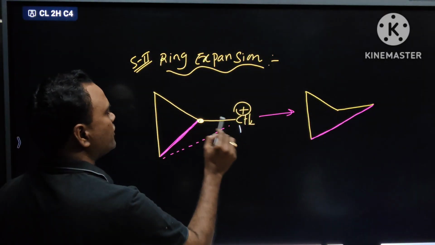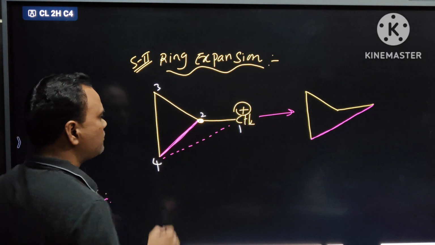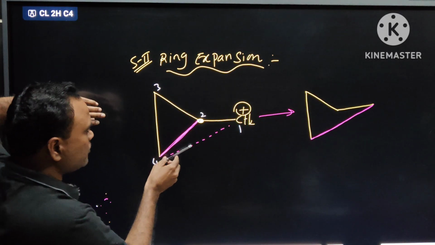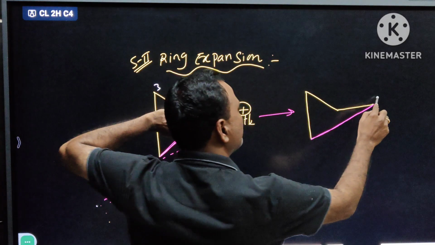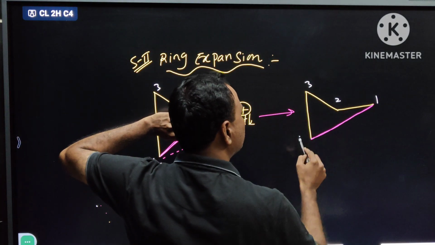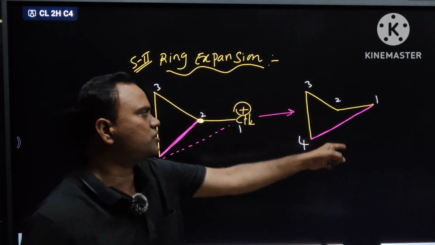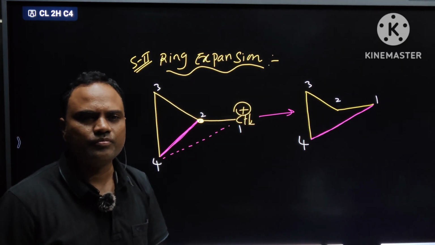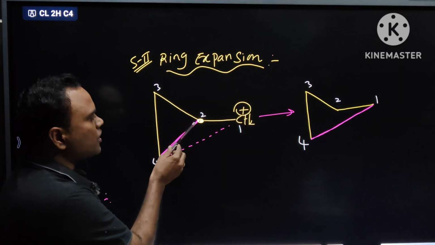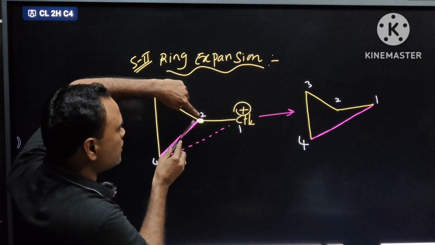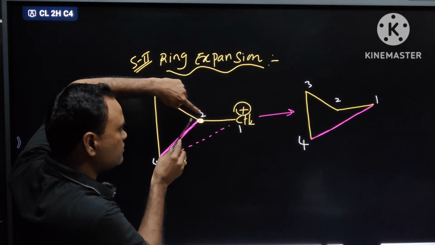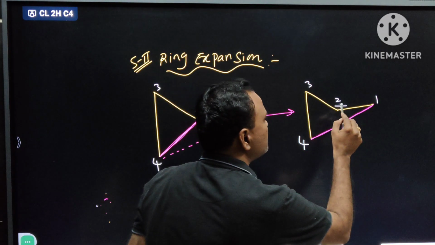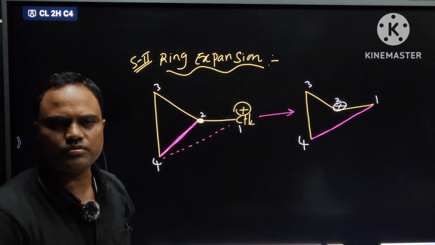Let us give the numbering 1, 2, 3, 4. We are detaching this bond and attaching here, right? 1, 2, 3, 4. Now you tell me which carbon will get a positive charge in this structure. Second carbon. From this dot you are removing the bond, right? So this dot is losing the bond, so this dot will get a positive charge.